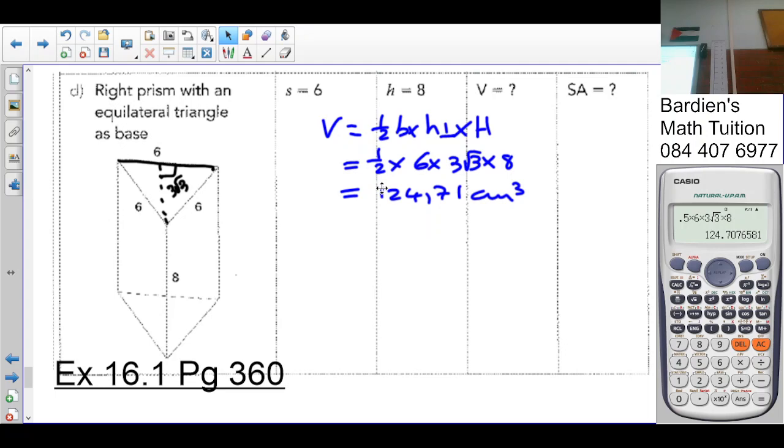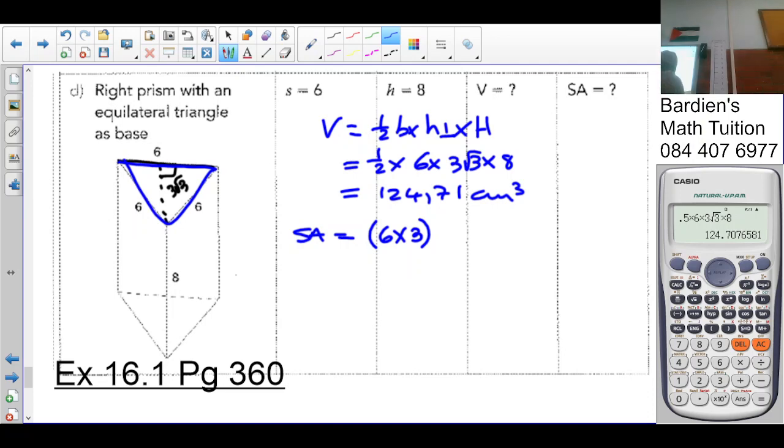Your surface area will be perimeter of base times height plus twice area of base. The perimeter of this triangle is going to be 6 plus 6 plus 6. The perimeter is the sum of all the sides on the outside. So the perimeter of base times height, which in this case is 8, plus twice area of base, which is a half, my base, which is 6, and my height is 3 root 3, my perpendicular height relative to the base.